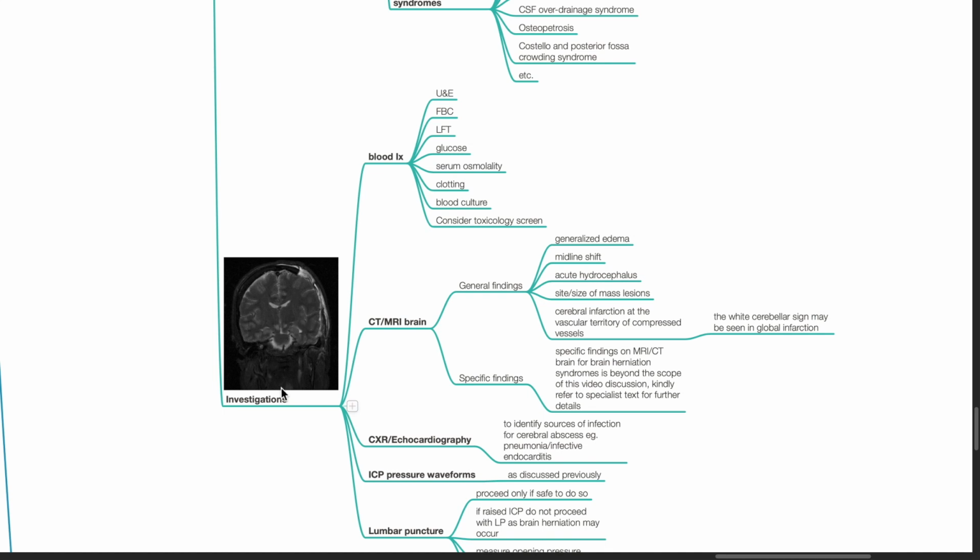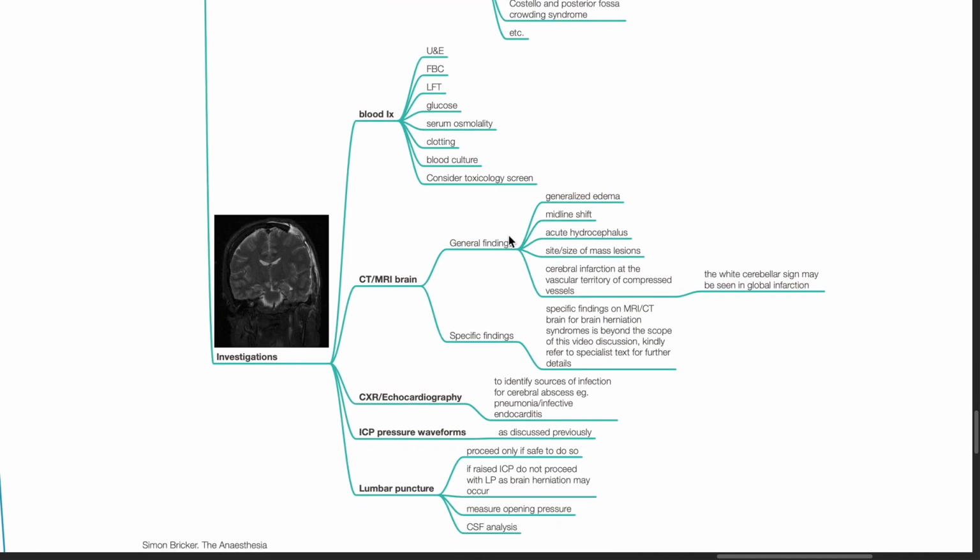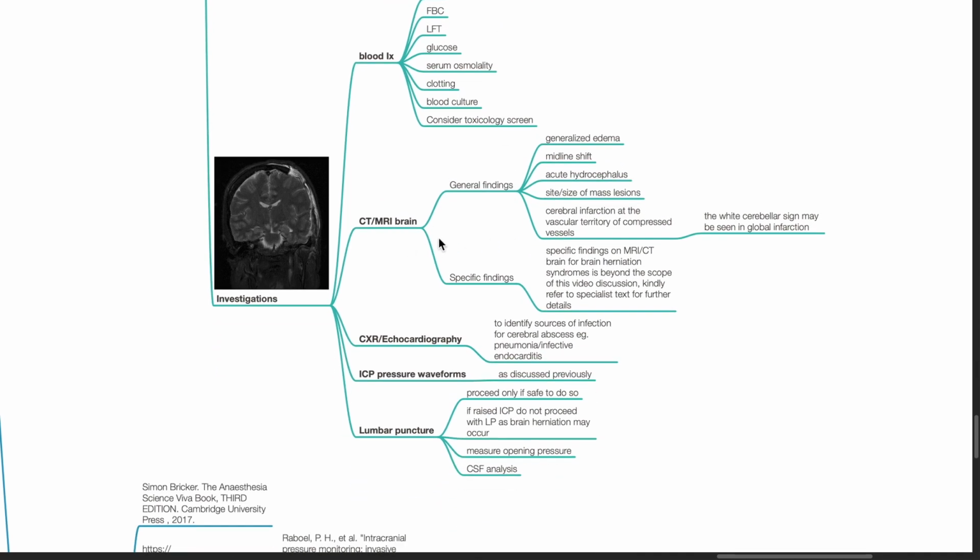Investigations. Blood investigations include urea and electrolytes, full blood count, liver function tests, serum glucose, serum osmolality, clotting, blood culture, and consider toxicology screen. CT and MRI brain. General findings include generalized cerebral edema, midline shift, acute hydrocephalus, site and size of mass lesions, and cerebral infarction at the vascular territory of compressed vessels.